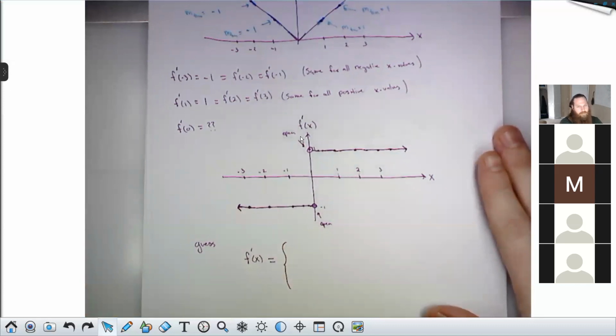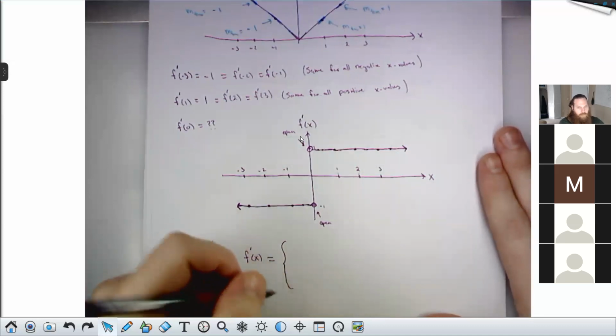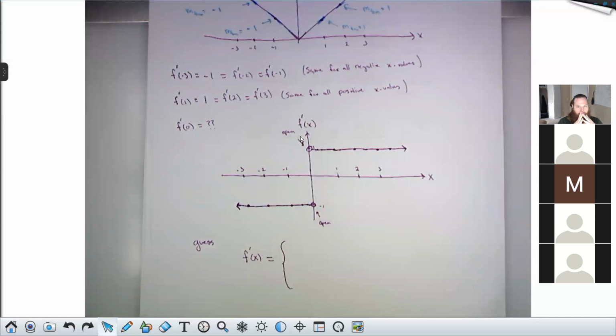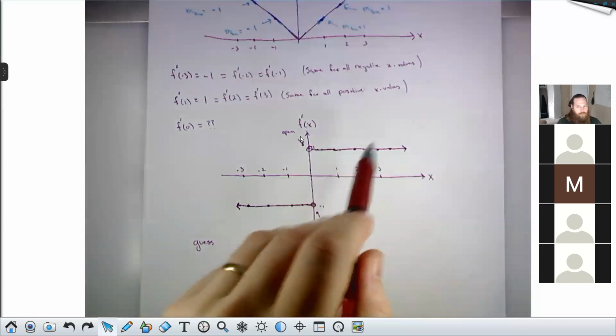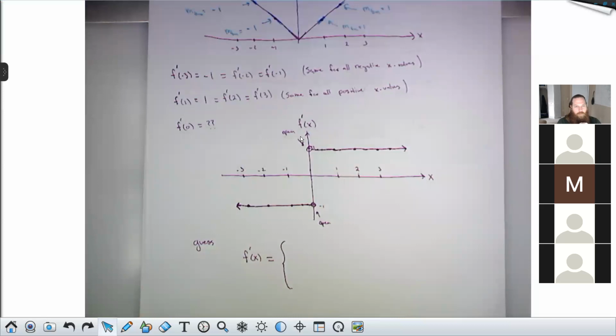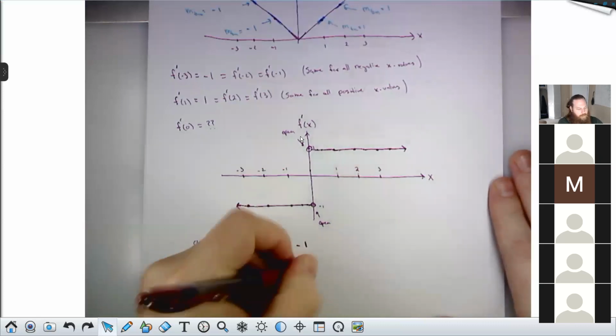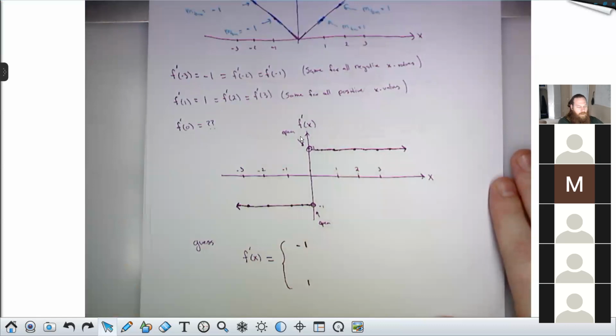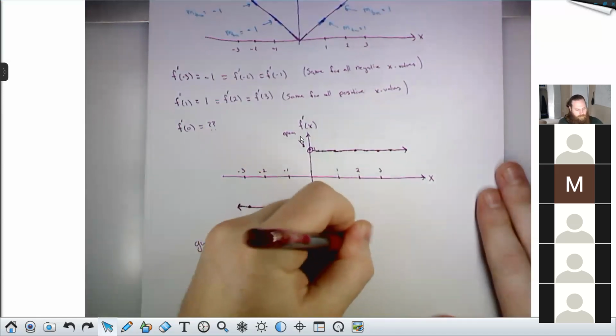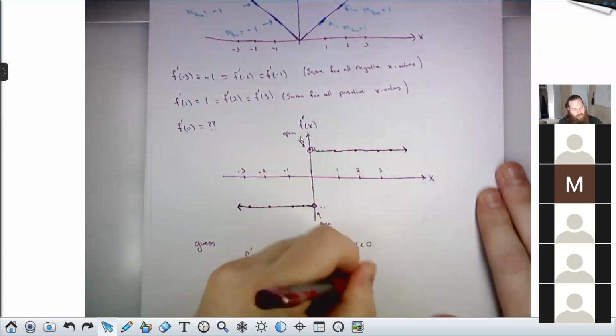Who can help me express that function using the piecewise notation? Well, what are the two outputs that this function has? This guy, the guy that's graphed down here. There's only two outputs, only two y values, right? What are they? Negative 1 and positive 1. Good. So this function is either equal to negative 1 or positive 1. Under what conditions is this function equal to negative 1? It's equal to negative 1 if x is less than 0. Very good. And it's equal to positive 1 if x is greater than 0.